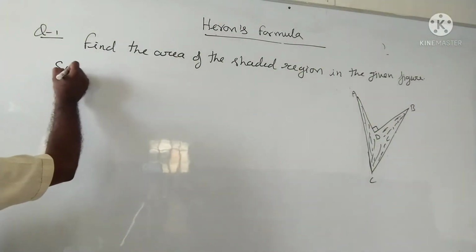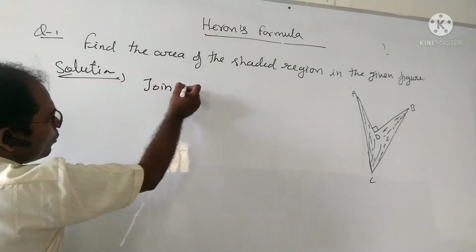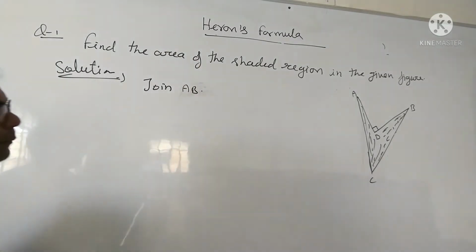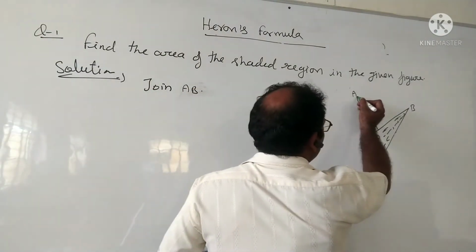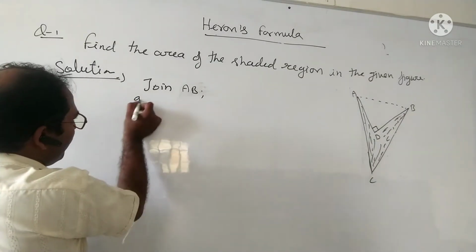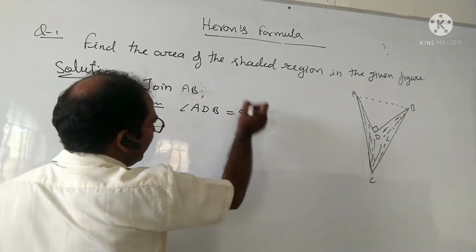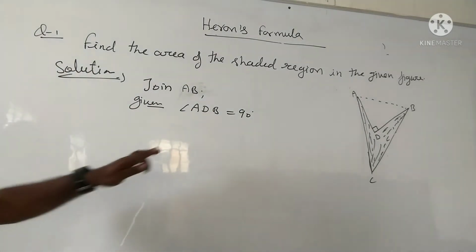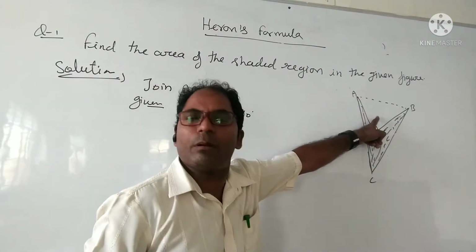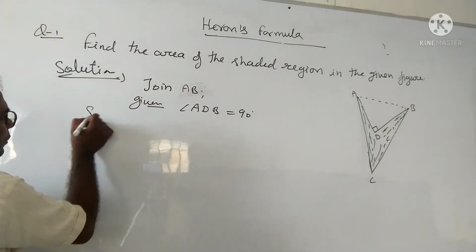Solution, we will start now. First of all, join AB. In the figure it is given that angle ADB is 90 degrees. When ADB is 90 degrees, then triangle ABD is a right angled triangle.